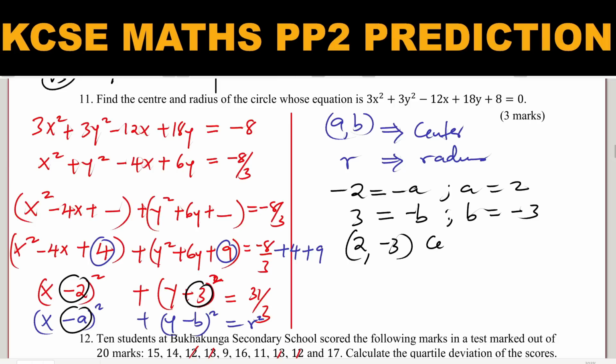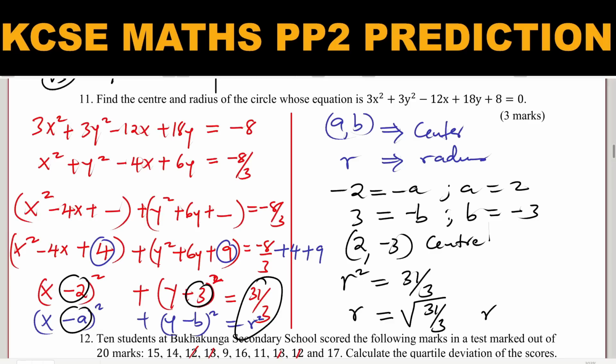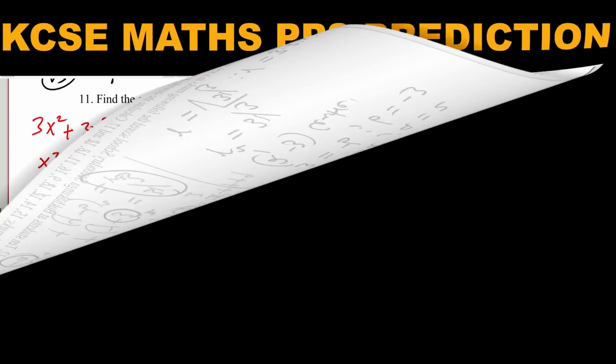So that is the center. Then compare the radius. Radius squared is equal to 31 divided by 3. You take the square root of both sides to get the radius. That is the square root of 31 over 3, and this will give the radius as 3.215 units.